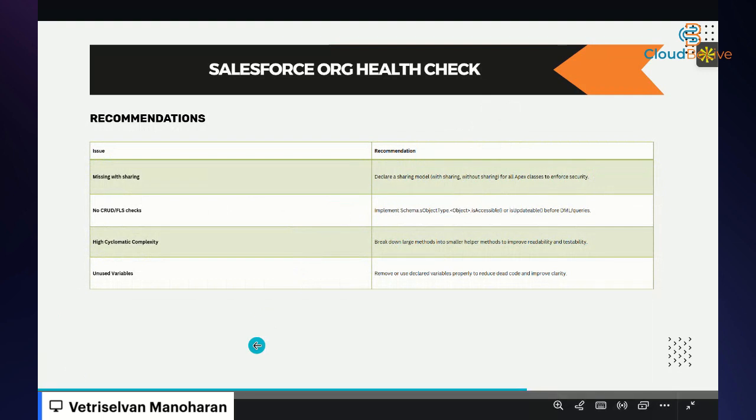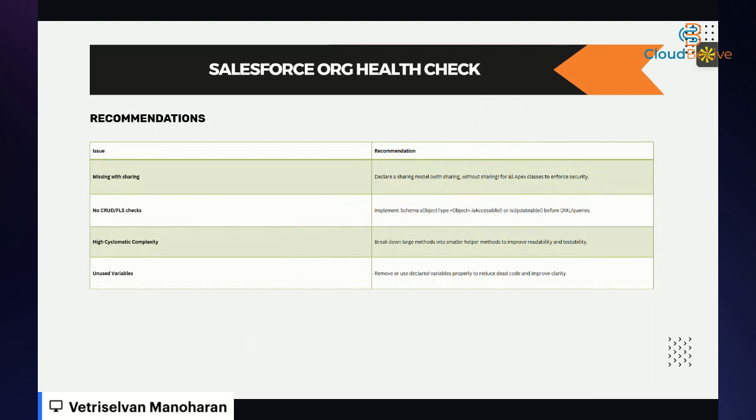Okay, so the recommendations here are basically missing sharing keyword. Declare your classes with sharing or without sharing. The CRUD FLS check: ensure that you check whether the field is accessible, or creatable, and use those conditions. Cyclomatic complexity: ensure that you put all this code into smaller helper methods to improve readability and testability. Unused variables, remove those variables. Some of the variables are declared as global even if it's not necessary, actually. Remove those things, actually, right?